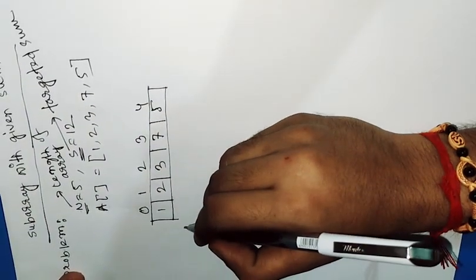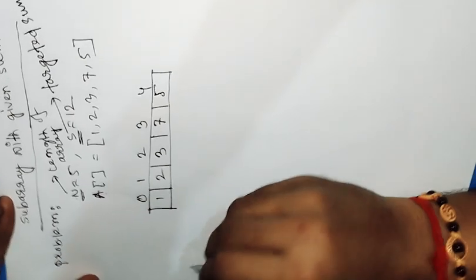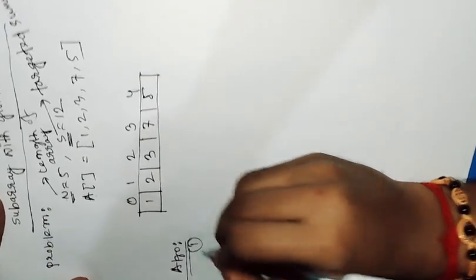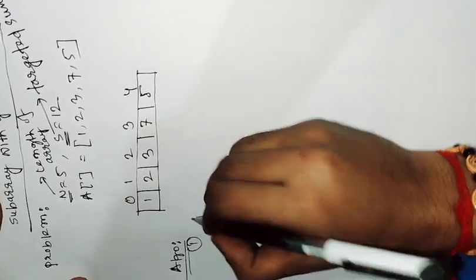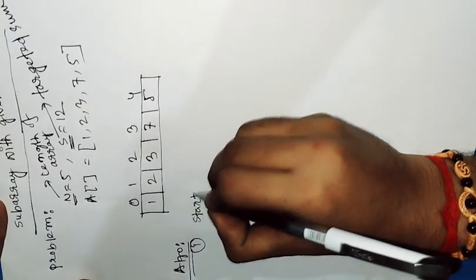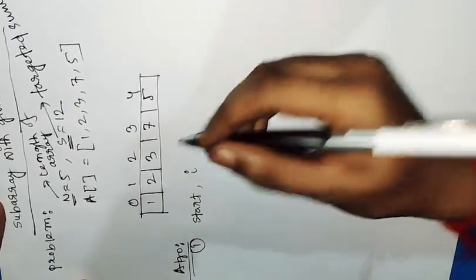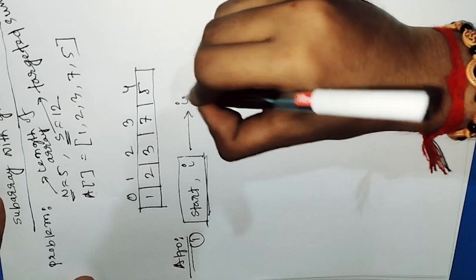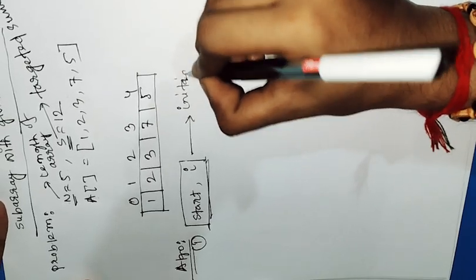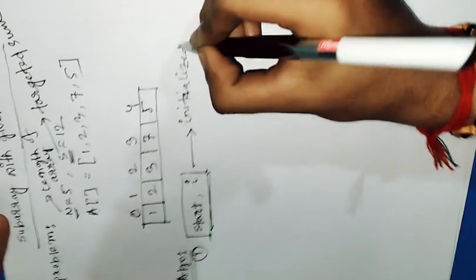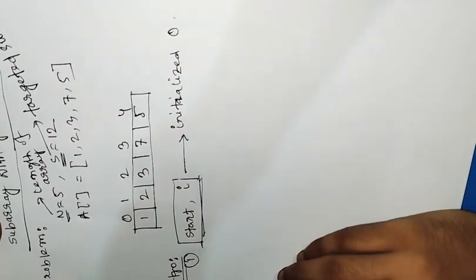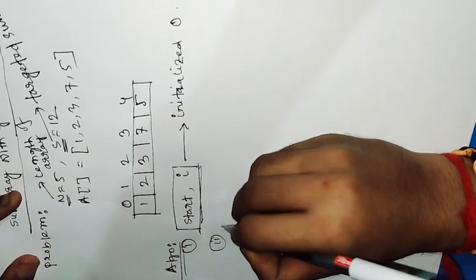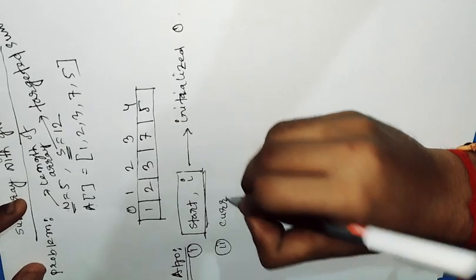Here first we need to define two pointers. First is start and second is i, and these two pointers are initialized by 0. Now I need to take one variable. The name of this variable is current sum.